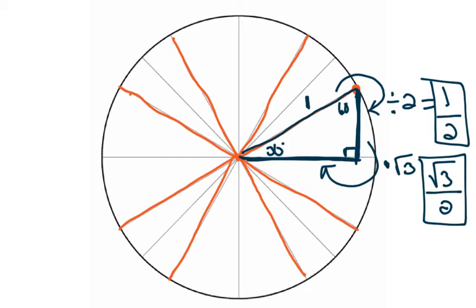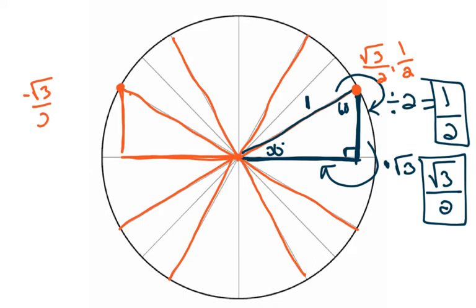So again, my x value was the square root of 3 over 2. My y value was the half, the height. I'm going to take that 30 degree angle right here. I'm going to reflect it over, so I'm at 150. The only thing that's changed is I've gone negative on my x, but I'm still positive on my y. So I'm taking those same coordinates, negative square root of 3 over 2 and positive a half.